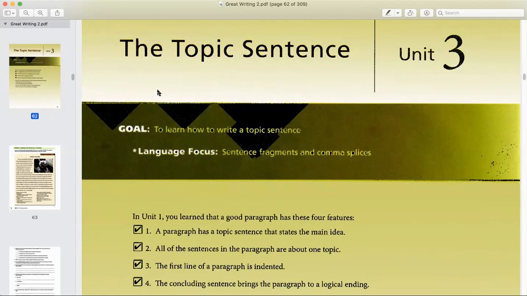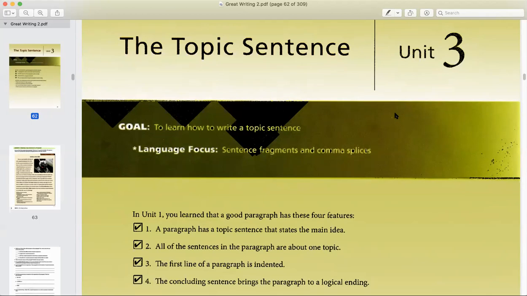So today we'll go through the topic sentence unit here, Unit 3 in your textbook, Great Writing. And there's a little bit of grammar in here as well. We'll talk about sentence fragments and commas, how to use them, and comma splices. All right, so let's get started.